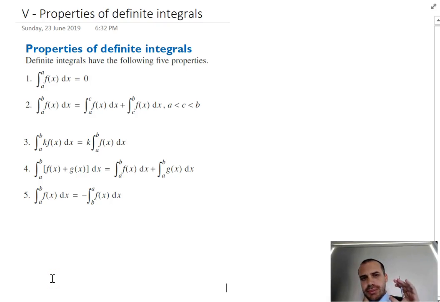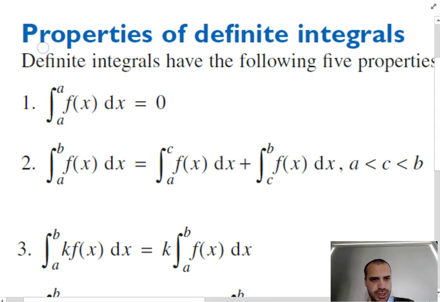All right, so let's talk about properties of definite integrals before we actually learn how to calculate one. Now, all of this is pretty straightforward, but I do want to draw some pictures so we can see what's actually happening. So, first one here, the definite integral from a to a of f of x with respect to x is equal to 0.